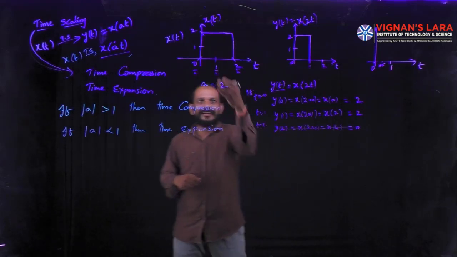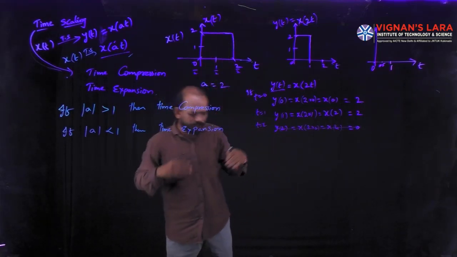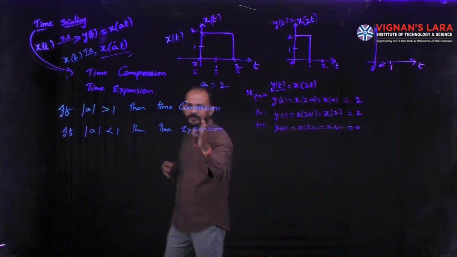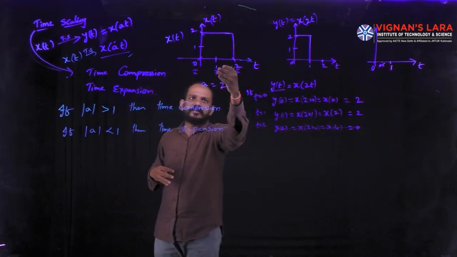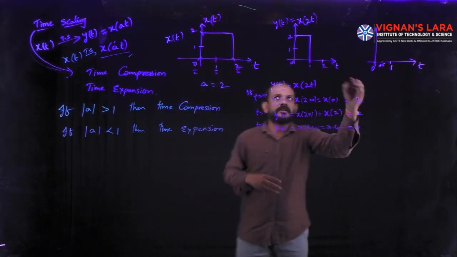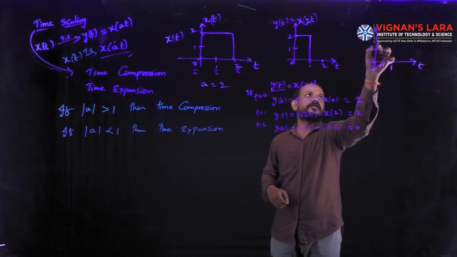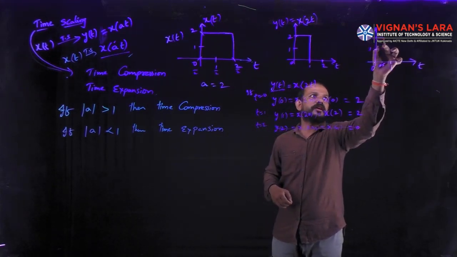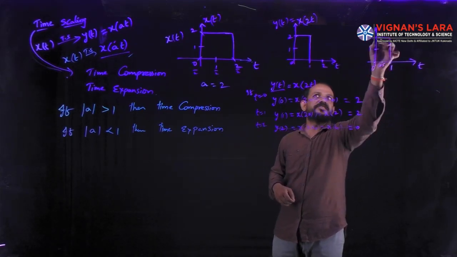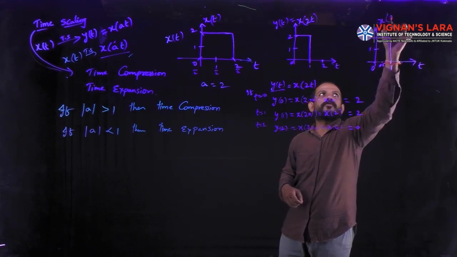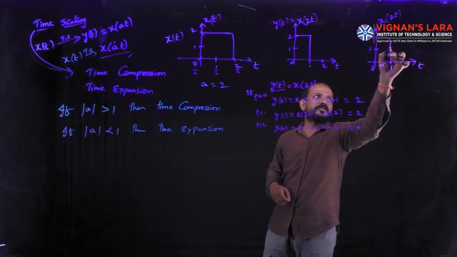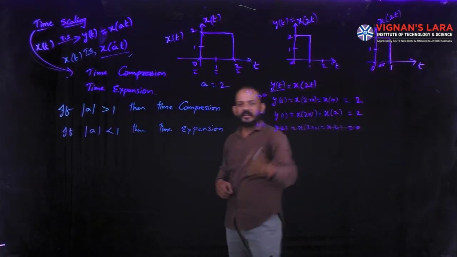Clear? Because we are going for time scaling, the change is only with respect to time. There is no change in amplitude. So at 0.5, the amplitude is this one. At 1, the amplitude is this one. So simply, the amplitude is the same. 0.5 has 2, and 1 also has 2. See, this is x of 2t. This is t and this value is, so both are the same. Observe this, these both are the same.